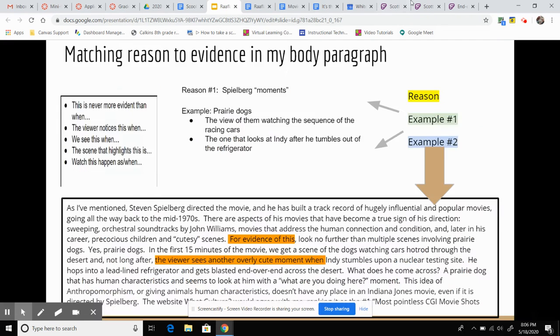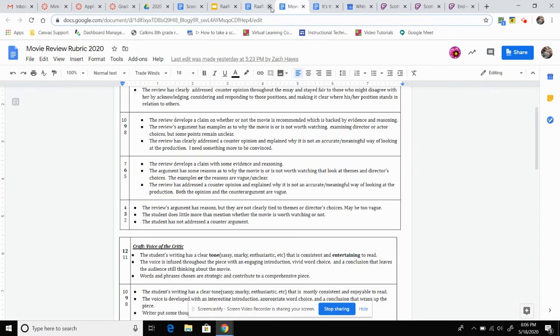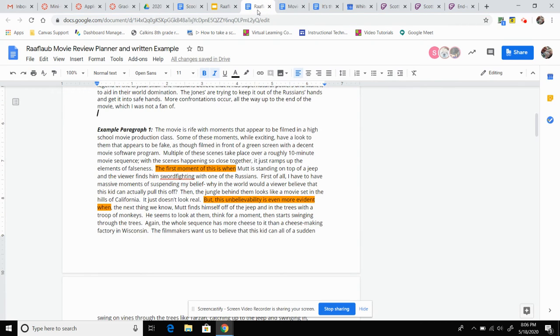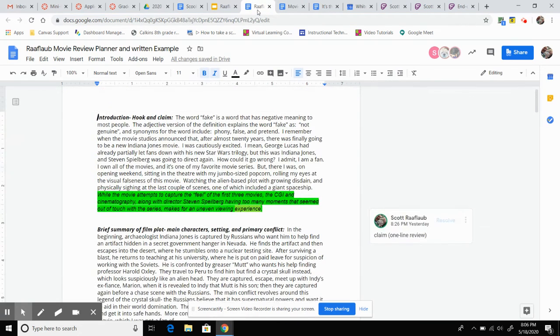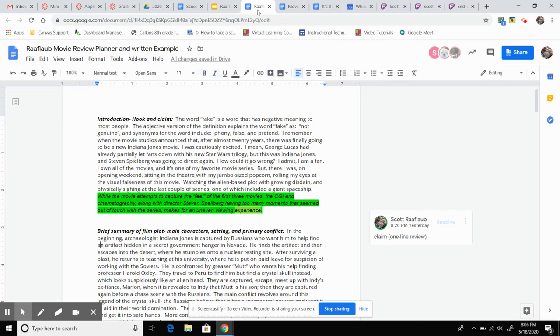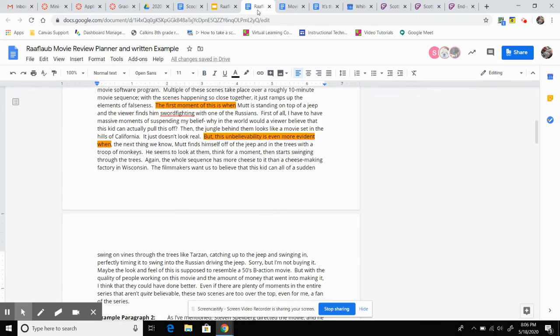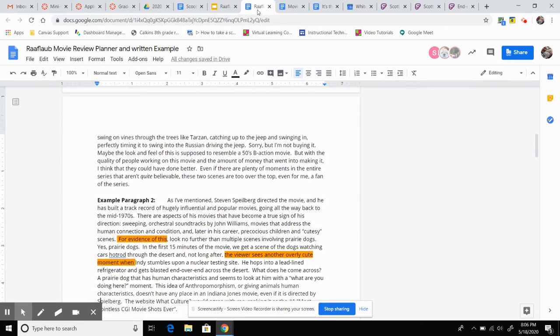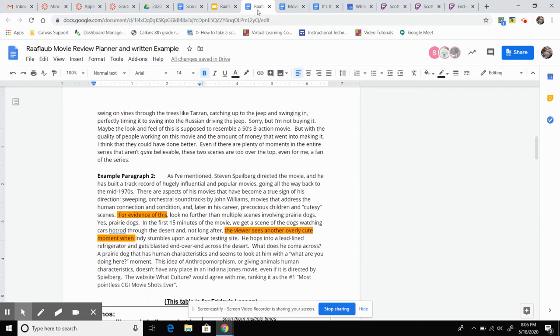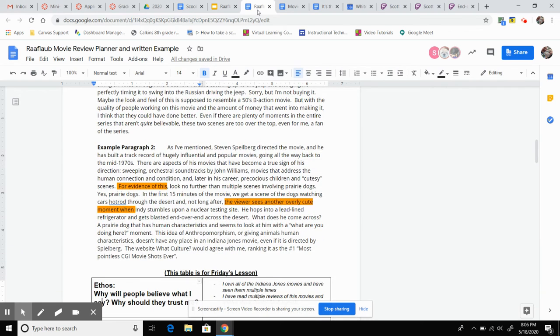One other thing I just want to show you really quickly. Remember, you have access as well to my sample essay. So I have my introduction, my summary, example paragraphs 1 and 2 are done at this point. So this is linked in the next slide if you want to use this. Below is my planner as well.